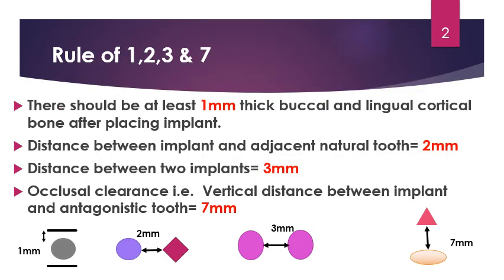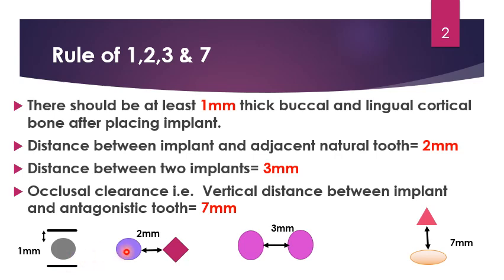This is my very favorite question, rule of 1, 2, 3 and 7. This is related to implantology. When we want to place an implant, first of all we have to evaluate the ridge width. If the ridge width comes out to be 5 mm, then we can safely put an implant of 3 mm, so that after placement of the implant, at least 1 mm of buccal as well as lingual cortical plates are left intact.